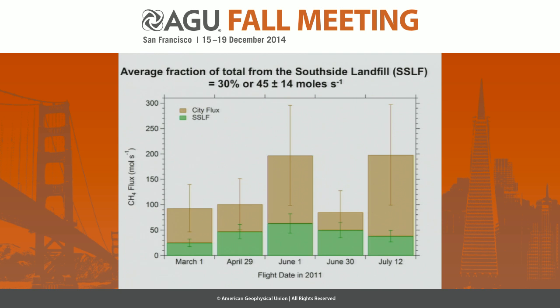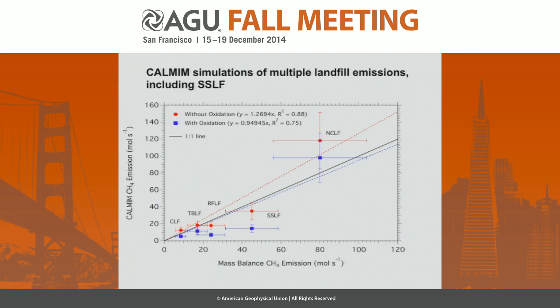So I told you that we clip out the part of the transects that include the Southside landfill. That's the green data here. This is the total from multiple determinations when we felt that we were able to do that, flying upwind and attributing the plume to the landfill. And the answer is about 30% of the total, or 45 moles per second, comes from that one particular source.